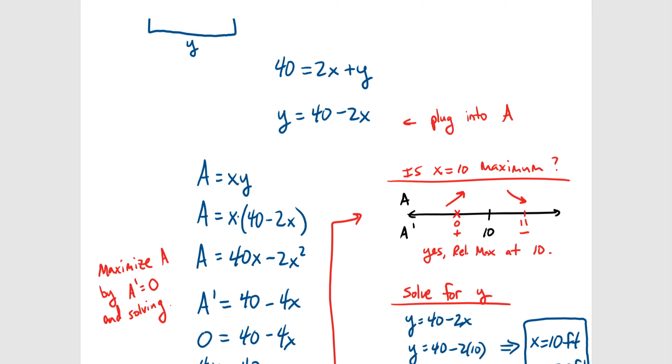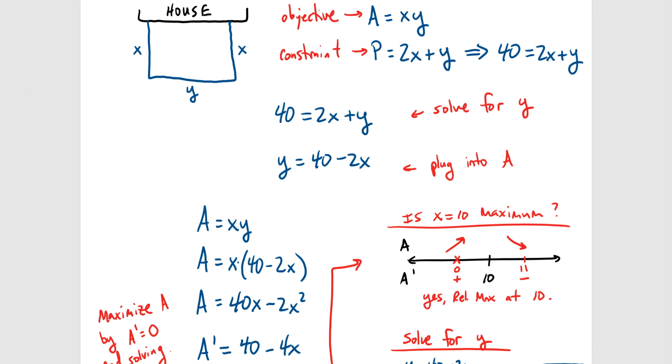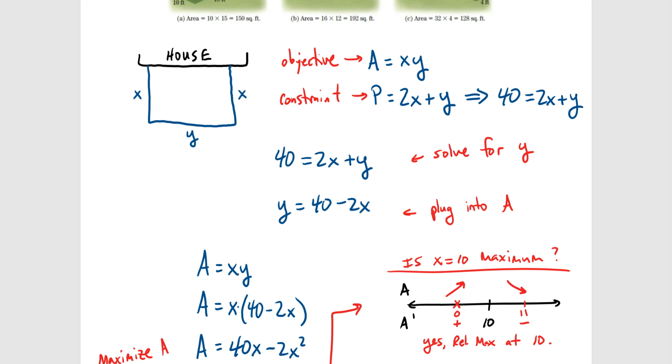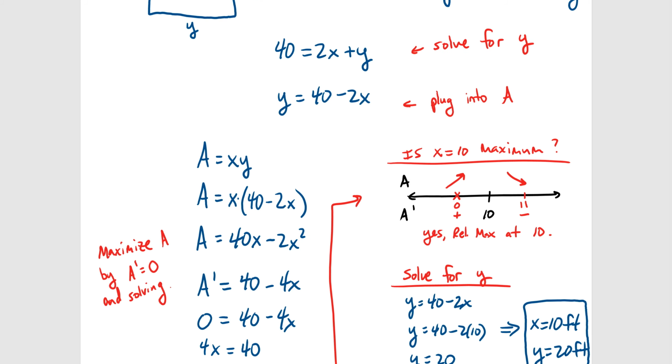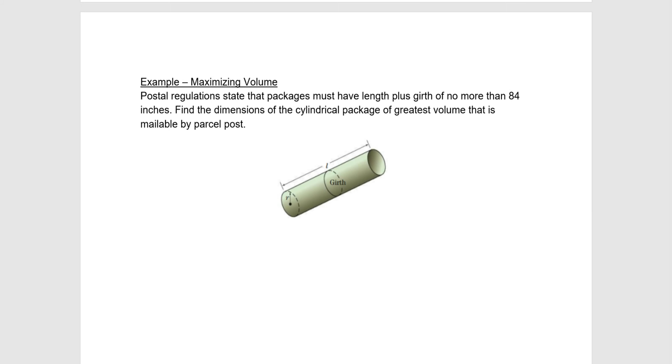Okay, and it's the same setup every single time that we are doing these types of questions. Two equations, that's kind of the tricky part, making sure you have the equations correct. Use the constraint equation and solve for one of the variables, plug it in the objective equation, take the derivative, set it equal to 0, and that is pretty much it. All right, let's do a couple more.